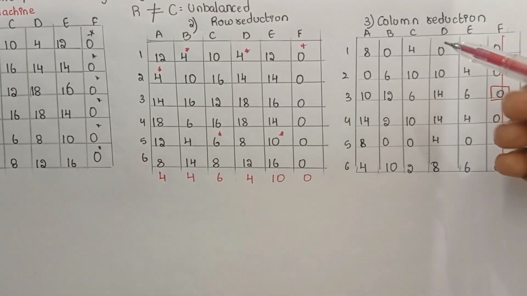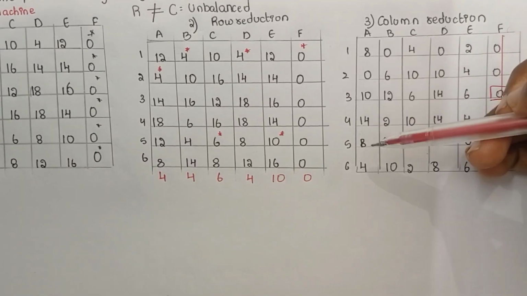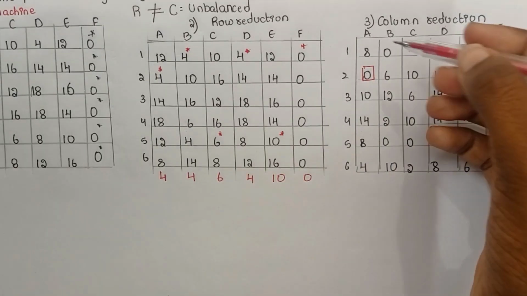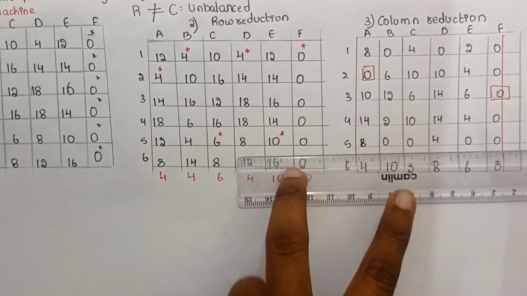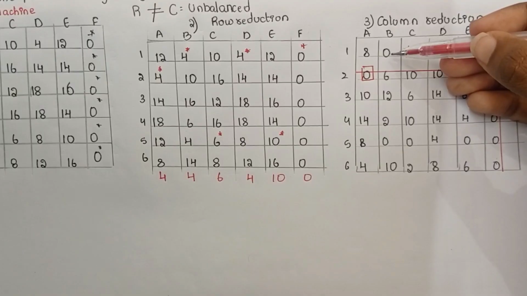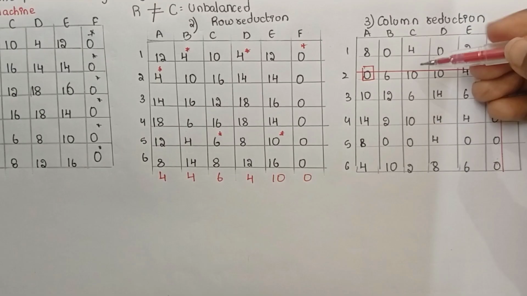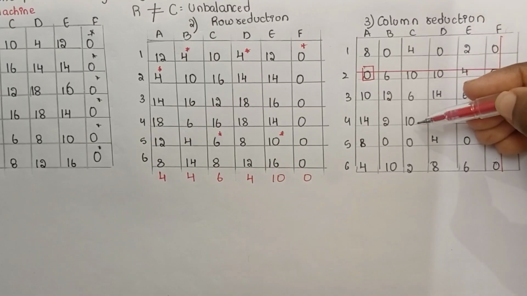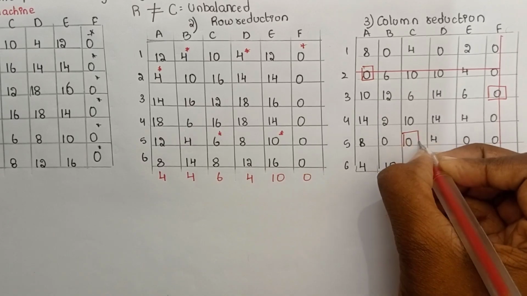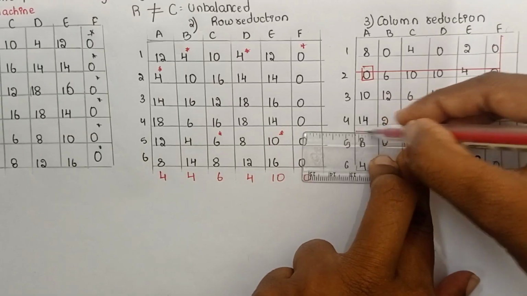Now we have to do the column scanning. We have to check zeros in the column. In the first column, among 8, 0, 10, 14, 8 and 4 we have one 0, so I will mark this 0. I have found a 0 in the column, so I will deduct this row. In the second column, among 0, 12, 2, 0 and 10 we have 2 zeros, so I will skip this column. In the third column, among 4, 6, 10, 0 and 2 I have got only one 0, so I will mark this. I have found a 0 in the column, so I will deduct that row.